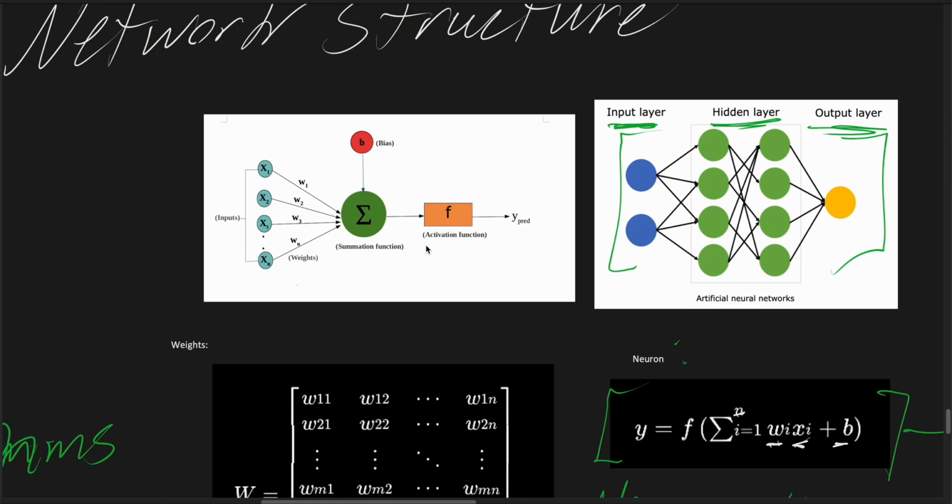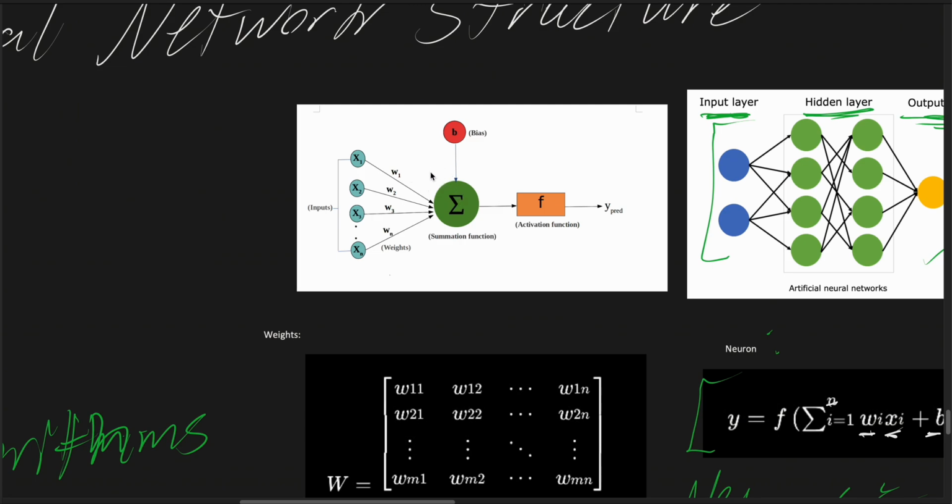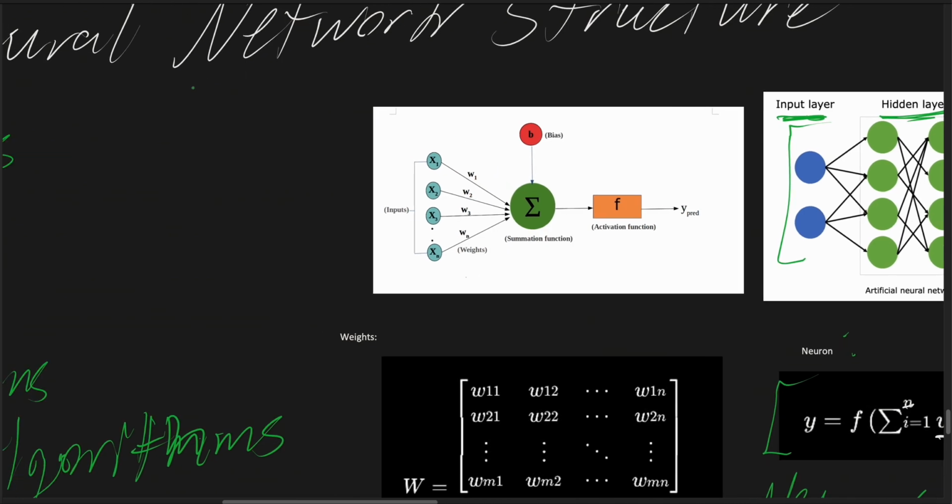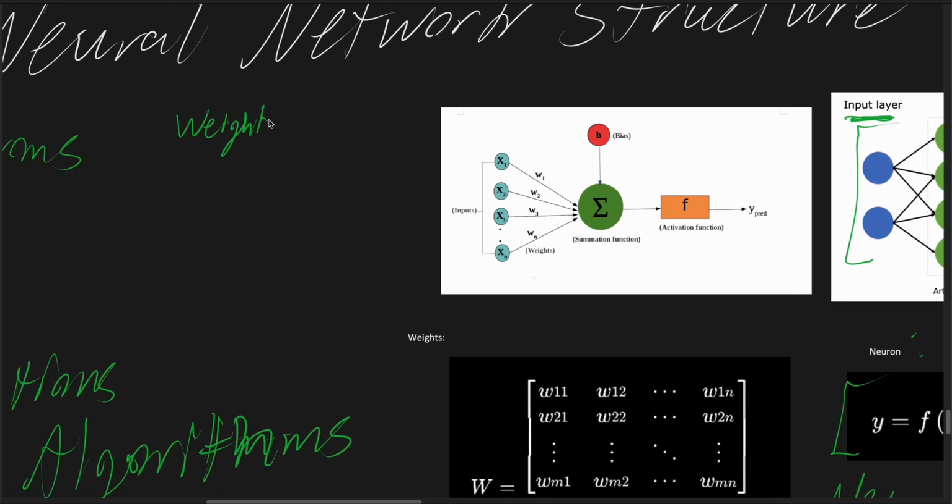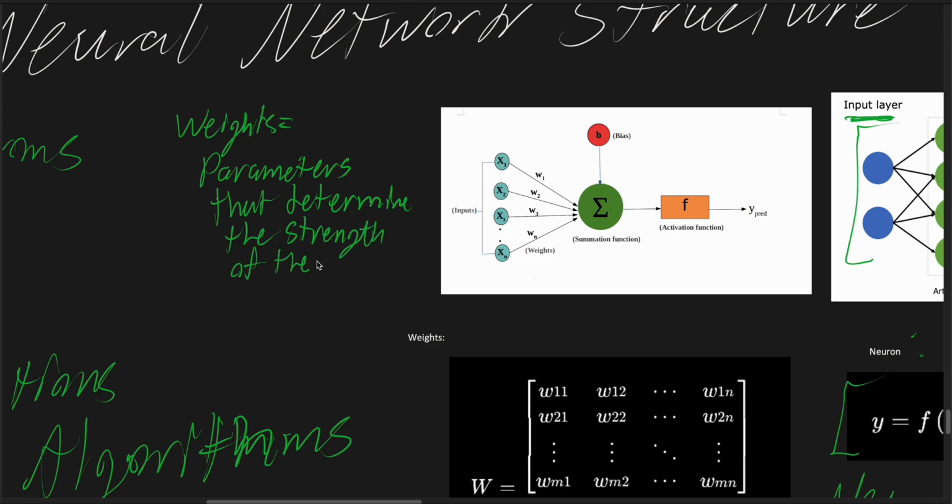Specifically with weights and biases, as depicted in the first picture, weights are parameters that determine the strength of the connection between two neurons across different layers.